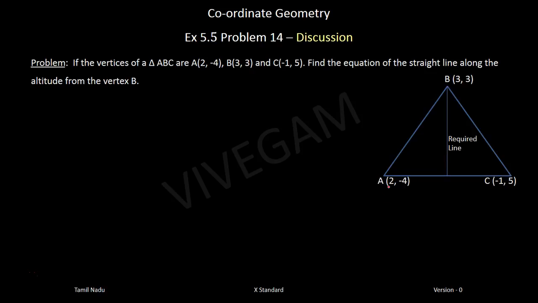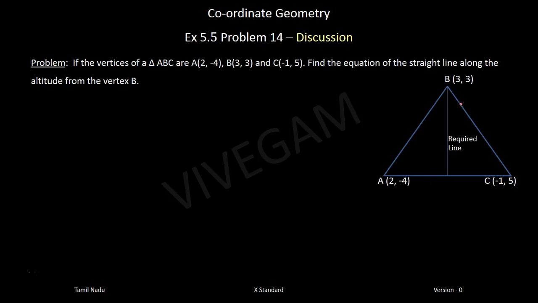So here the three vertices A, B and C are given, and we are asked to find the equation of the straight line along the altitude from the vertex B. This is the vertex B and this is the altitude, right? So they want to find the equation of this straight line, the altitude from vertex B. How will you find it?